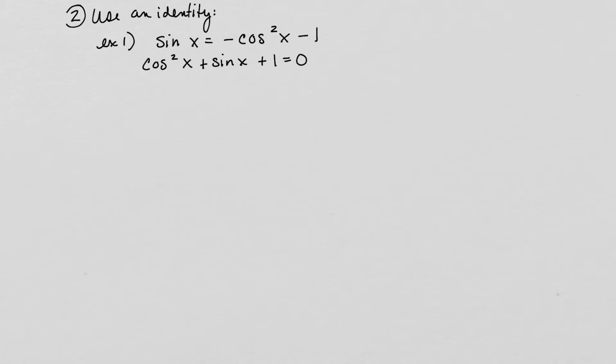If I'm trying to change everything to cosines or everything to sines, generally if you have something squared, we're going to try to use the Pythagorean identity. Remember, and this is off of that sheet, the Pythagorean identity says sine squared theta plus cosine squared theta equals 1. So I could rearrange this to be cosine squared theta is the same as 1 minus sine squared theta. Does that make sense?